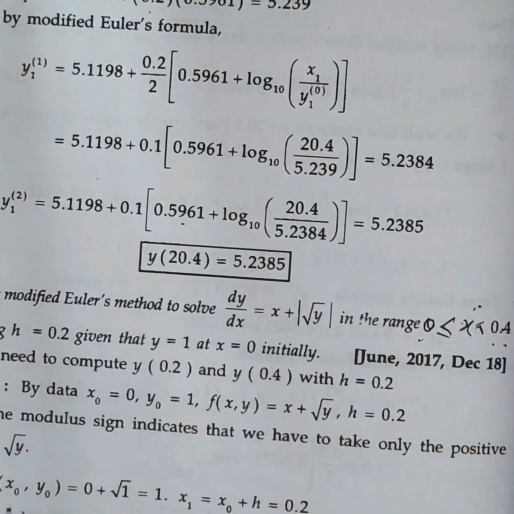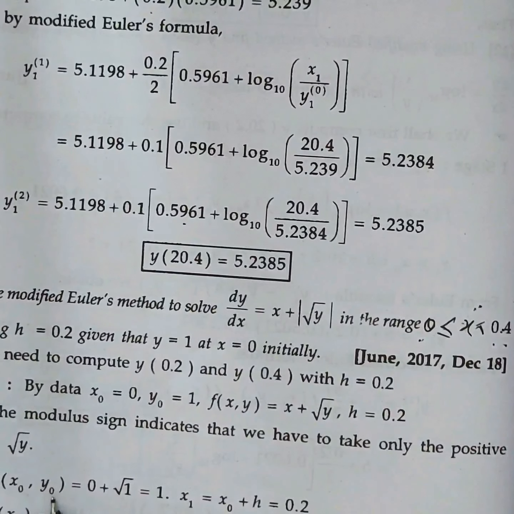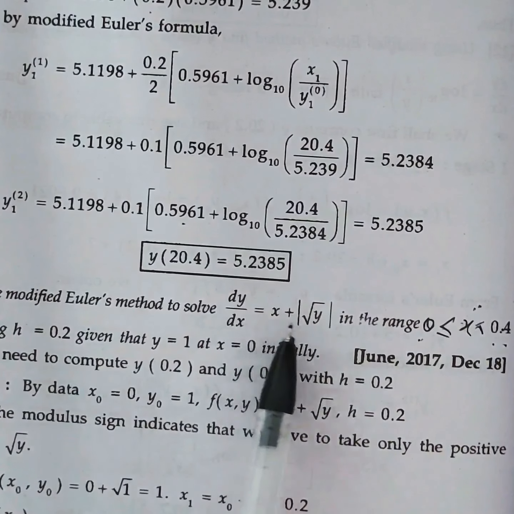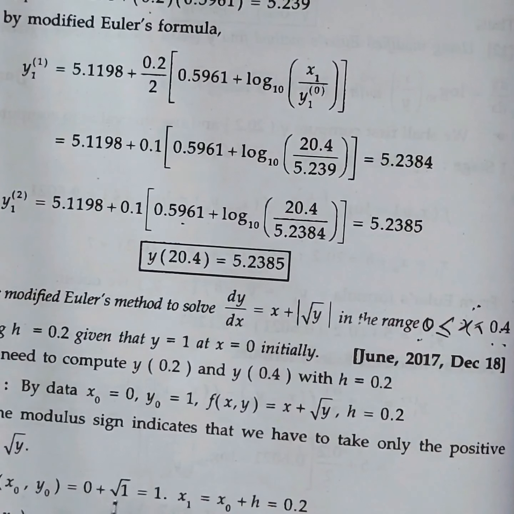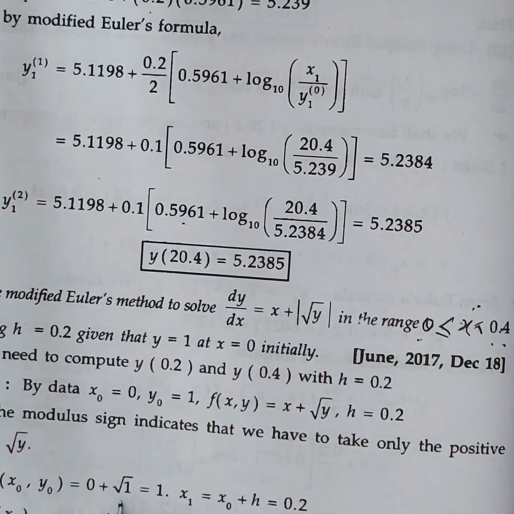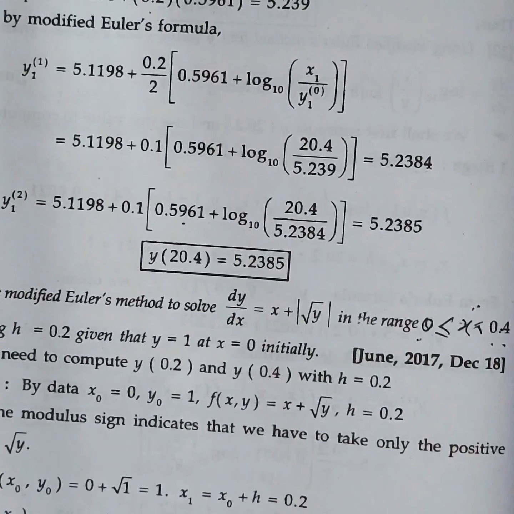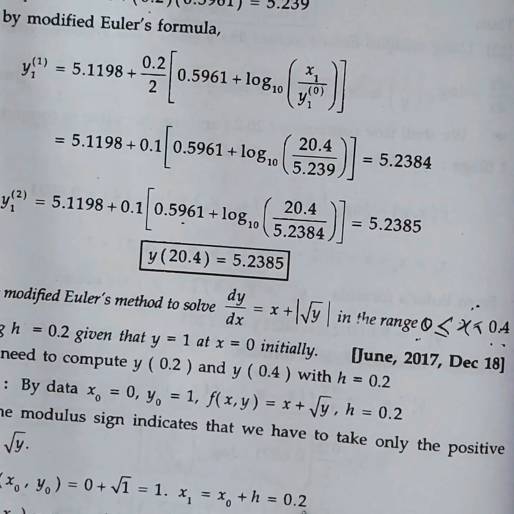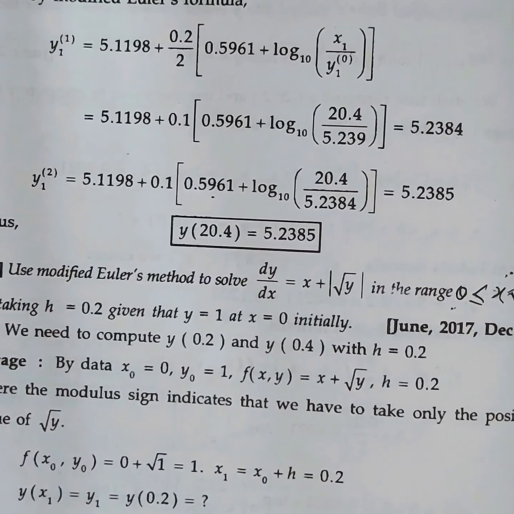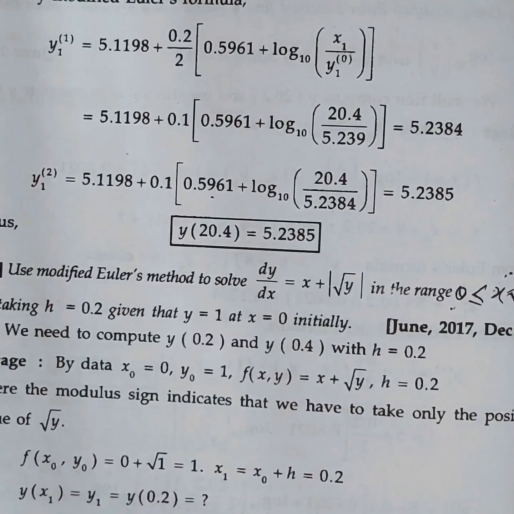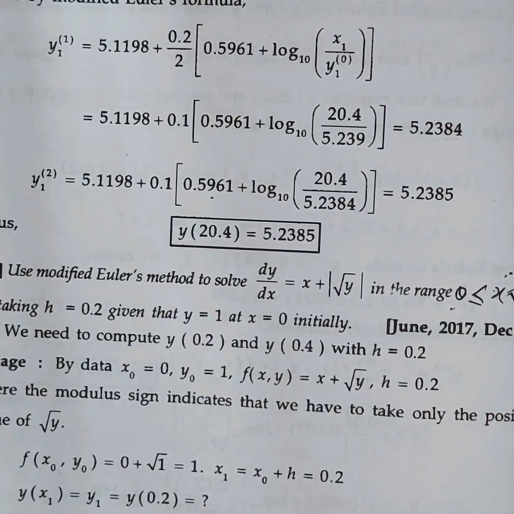So in stage 1, what is f of x0 comma y0? Here my function is x0 plus root of modulus of y. So 0 plus modulus, anyhow everything is positive, root 1. So f of x0 y0 we got it. x1 is nothing but x0 plus h, that is 0 plus 0.2, so 0.2. And y of x1, which is nothing but y1, that is y of 0.2, is what we are going to find.